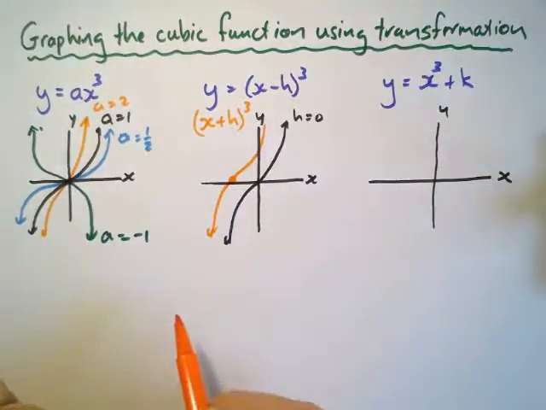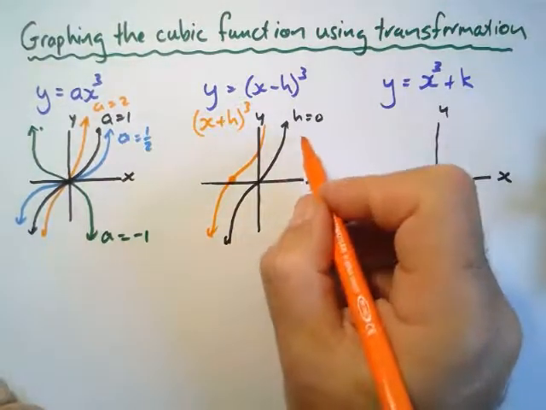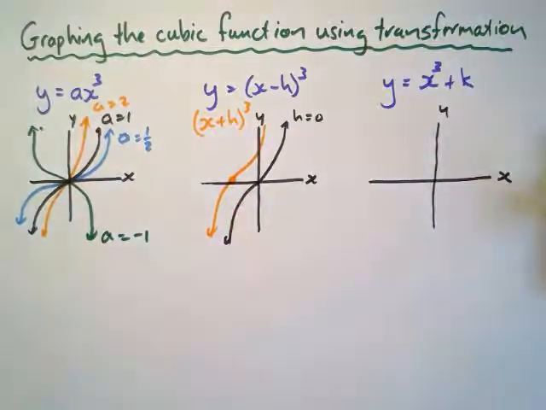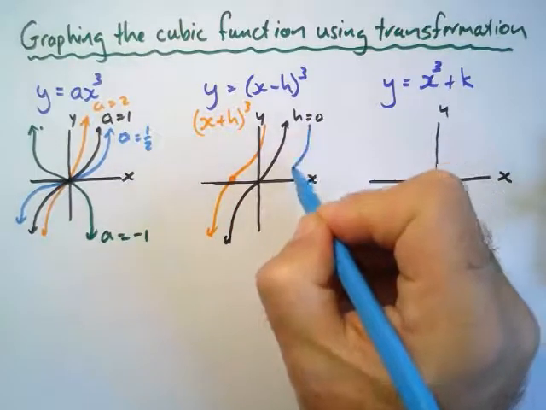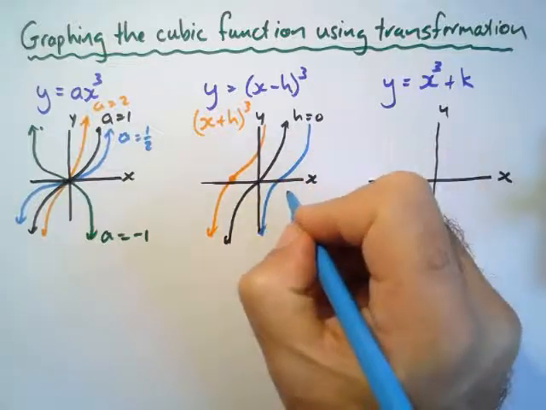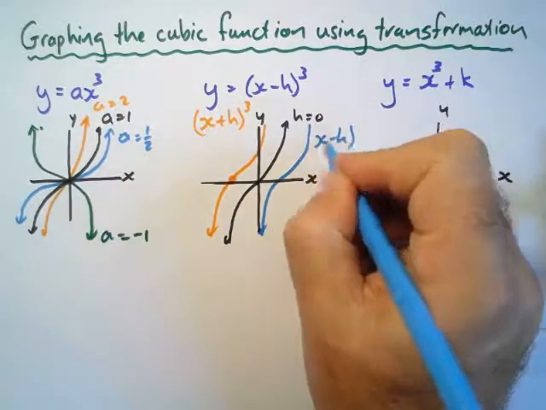It will look like this. x minus h means it moves in the opposite direction, and it will move in this direction. So this will be for x minus h cubed.